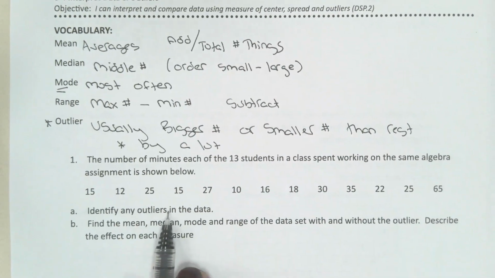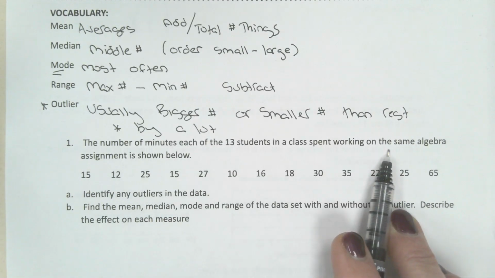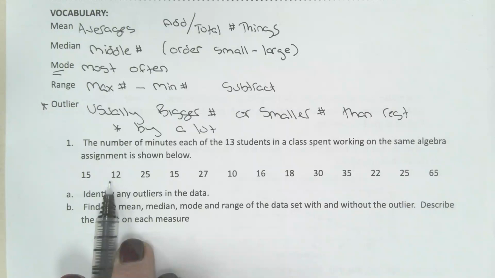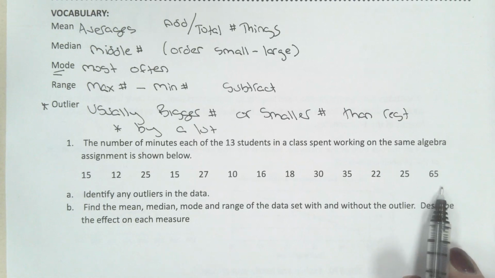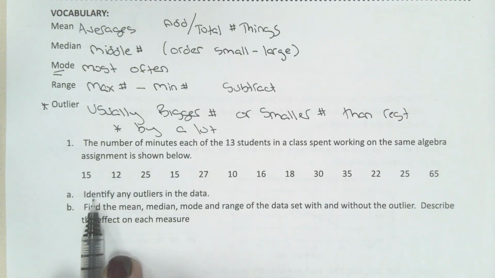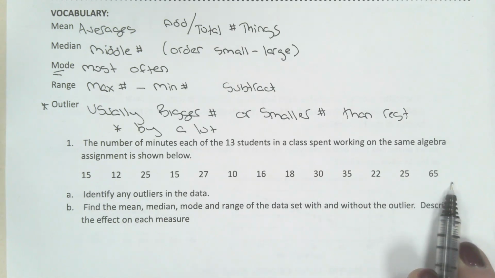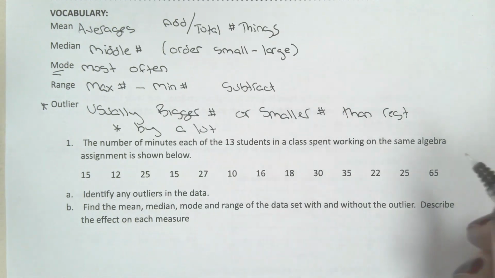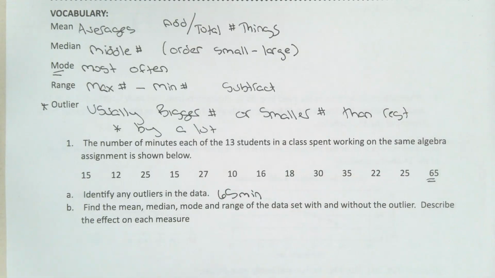Alright, so let's try a couple of these. The number of minutes each of 13 students in a class spent working on the same algebra assignment is shown below. So one kid spent 15 minutes, one spent 12 minutes, etc. So here's all the time they spent. Identify any outliers in the data. When you look at this range of numbers, is there anything that jumps out at you as being a lot bigger or a lot smaller than the others? Hopefully so. That 65 minutes that a kid spent is definitely an outlier. It is drastically different than anything else.